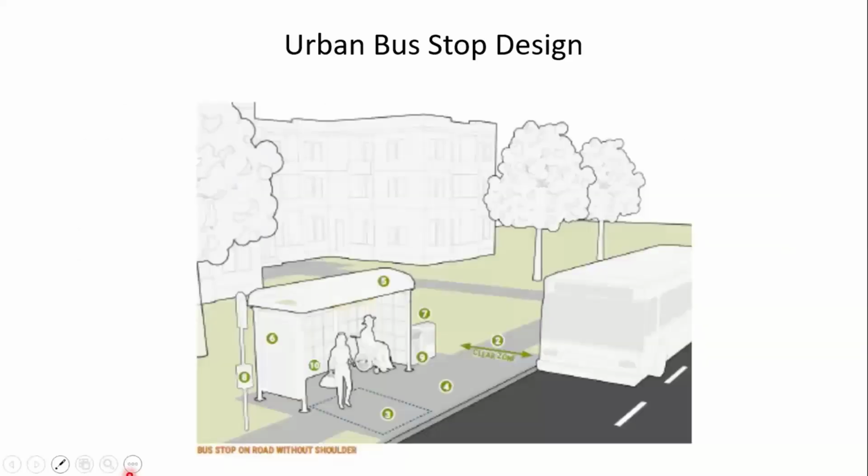So here we see an urban bus stop, and notice highlighted in the dashed blue line down here in the lower center, this would be the boarding and alighting area. Of course, we see the shelter, which is not a required element of the bus stop, but in this case, this stop does have the shelter and maybe a bench underneath the shelter.